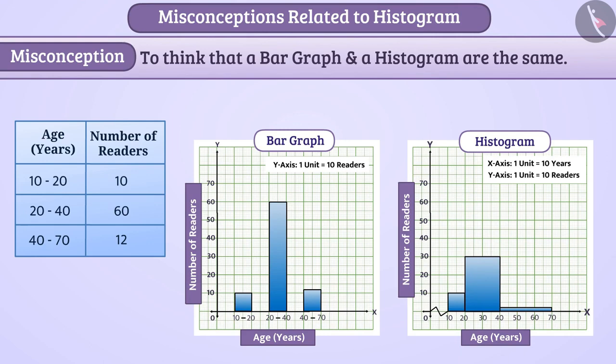For example, in this bar graph, all three age groups are taken as one category. Readers of different age groups can be compared. Like here, most readers are between 20 to 40 years of age. If we look in the histogram, we find the distribution of the number of readers in the age of 10 to 40.